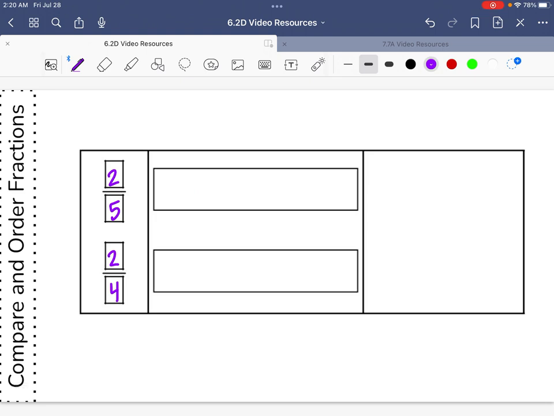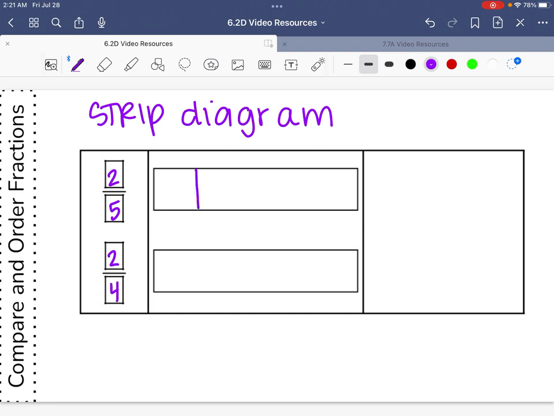The next strategy that we're going to look at is a strip diagram. This is very similar to our number line strategy, just in a different representation. To model 2/5 in a strip diagram, I need to cut the whole strip diagram into 5 equivalent pieces. Notice I'm using the denominator to tell me how many total pieces I need to cut it into. So we have 1, 2, 3, 4, and 5.